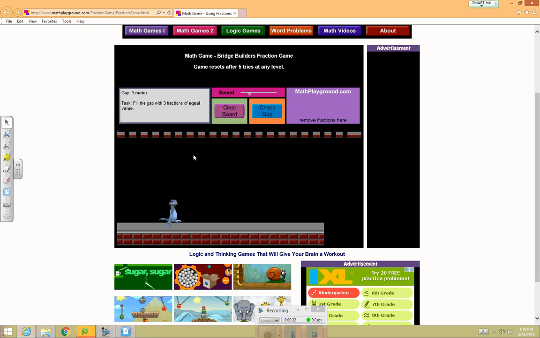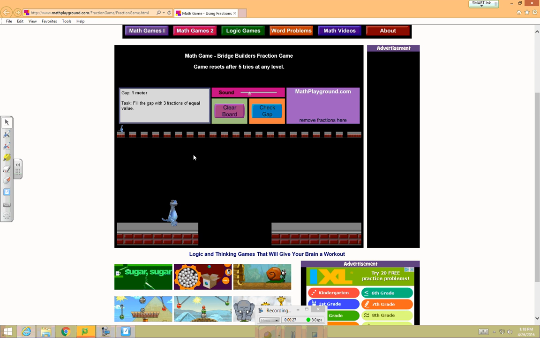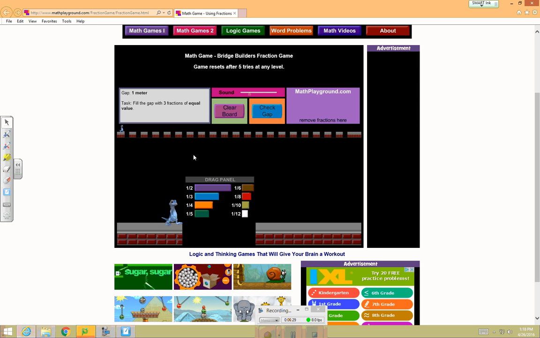So it tells you up top, fill the gap with 3 fractions of equal value. So then you get there and you drag it. What would you drag for this one? If you need 3 to get across here. How do you know you need 3? It tells you up here. Oh, fill the gap with 3 fractions.